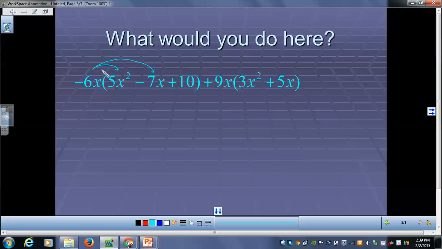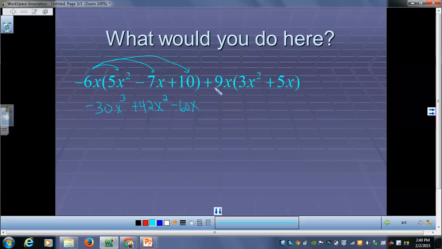I have to distribute the negative 6x to all three terms. So coefficient times coefficient, so that's negative 30. 1x and 2 more x's means there are 3 x's total being multiplied. Negative 6 times negative 7 would be a positive 42. 1x multiplied by another x would be 2 x's total. And then negative 6x times 10 would be a negative 60x. So that takes care of our distribution in the first set here.